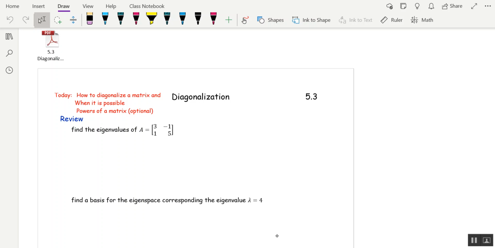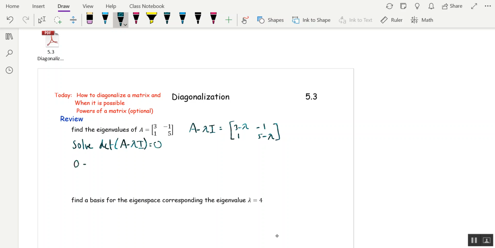So here's a 2x2 matrix A. I want to find, first of all, the eigenvalues. So I'm going to need A minus lambda I, and so that's the matrix 3 minus lambda, negative 1, 1, 5 minus lambda. To find the eigenvalues, I want to solve the characteristic equation. Determinant of A minus lambda I equals 0. So 0 equals determinant, and I put in A minus lambda I.